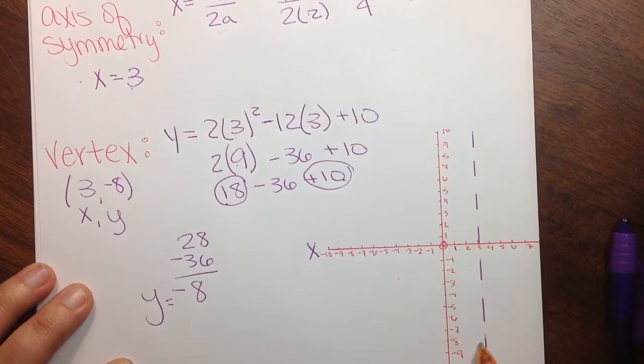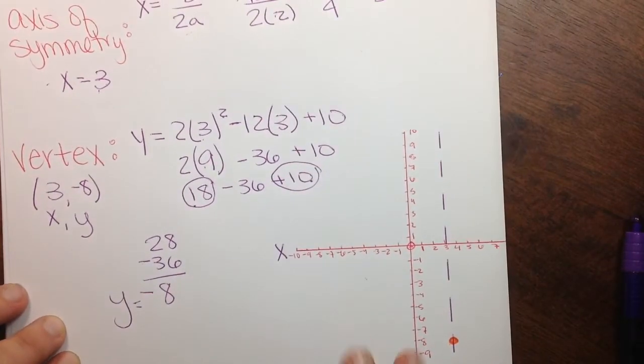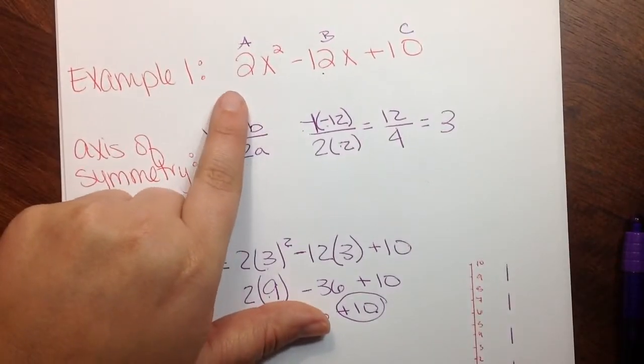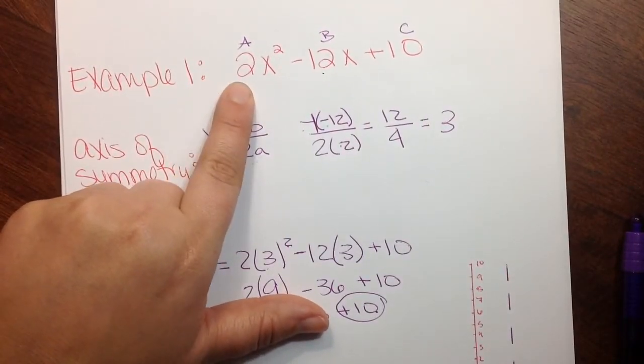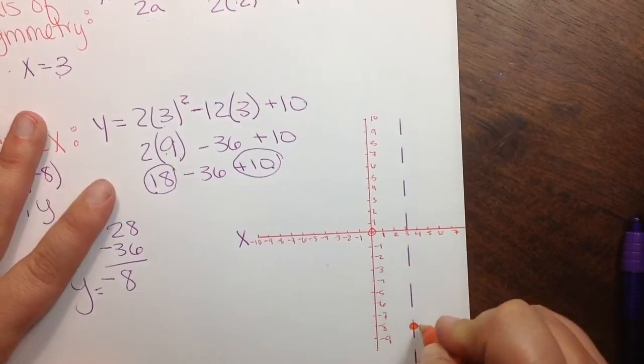So (3, -8), and I'm going to put a point. That is my vertex. Right here is my vertex, okay? Now, to tell if a graph is positive or negative, we look at this first number. This first number up here is a positive 2. Positive means our graph will open upwards, kind of like a U.